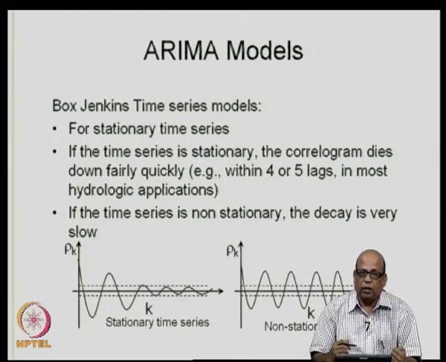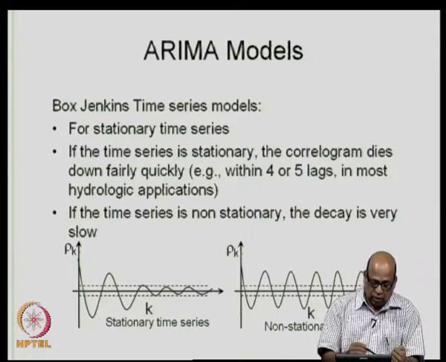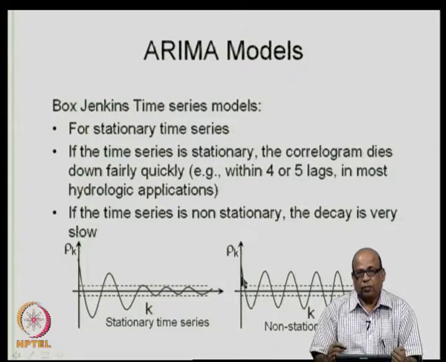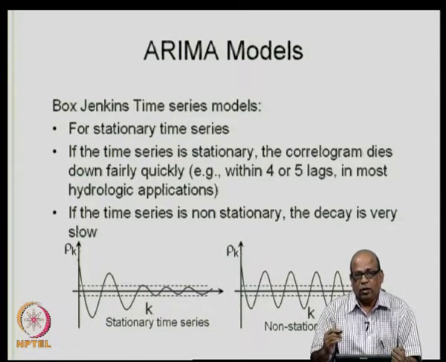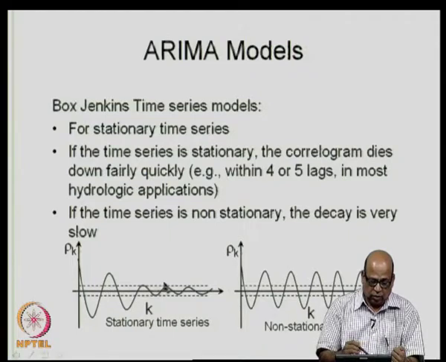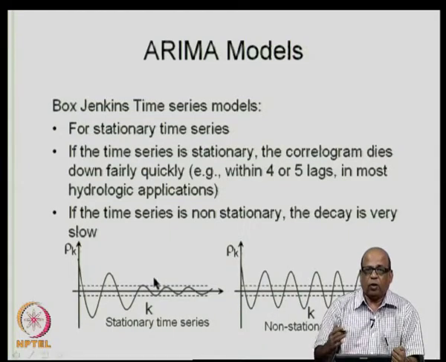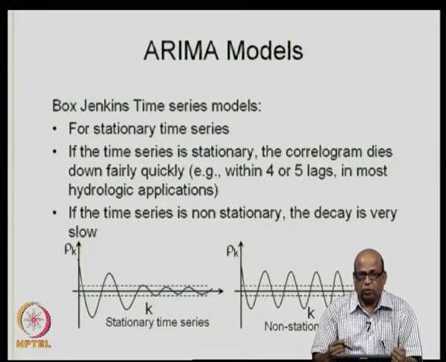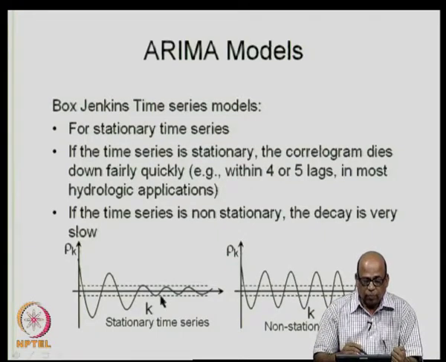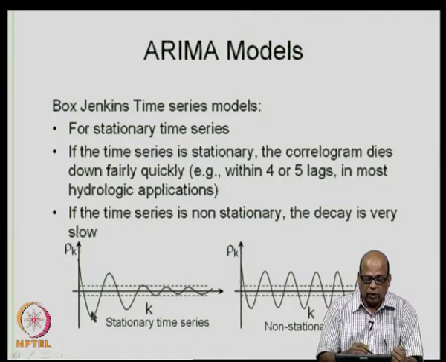How do we identify that the time series is non-stationary? First, you look at the correlogram. For a stationary time series, the correlogram dies down very rapidly. In most hydrologic applications, you may see that the correlogram dies down after 3 or 4 lags, or 4 or 5 lags in most cases. By correlogram dying down, what I mean is that the correlations become insignificant as lag progresses.